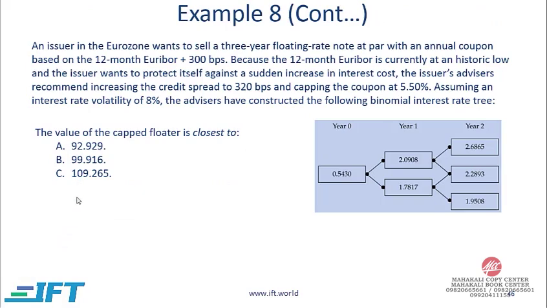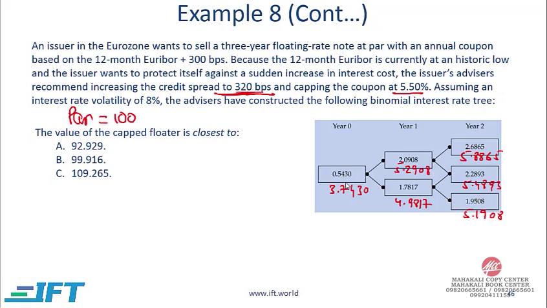Now try this question. When solving this problem, the first thing that you should do is increase all the interest rates by the credit spread of 320 basis points. So when we take all the given Euribor rates and increase by 320 basis points, we get these numbers.